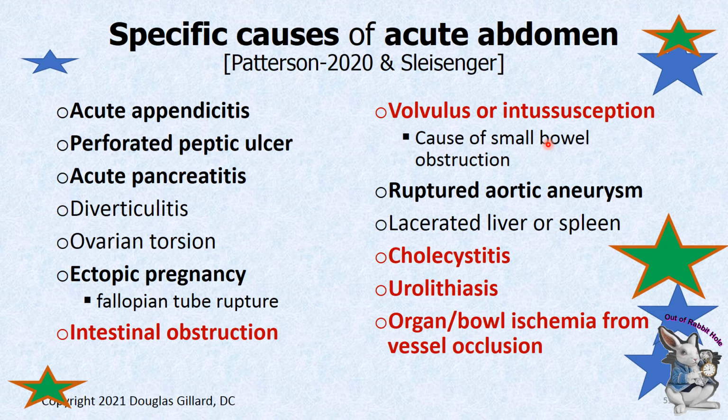Ruptured aortic aneurysm. Injury, a lacerated liver or spleen from a car accident. Lots of pain fiber in there and around that area. Cholecystitis, so inflammation of the gallbladder from gallstones. Urolithiasis, those are kidney stones. Bowel ischemia from vascular obstruction.